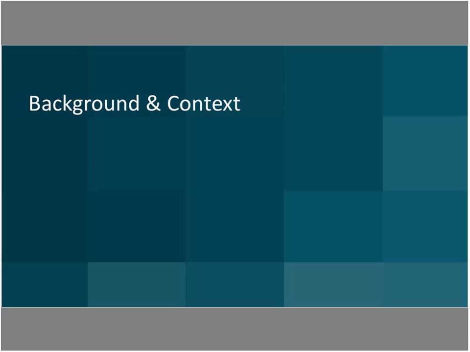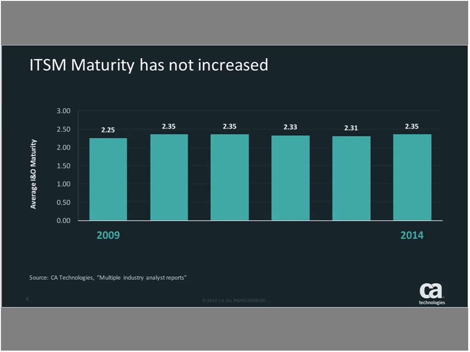Jumping to the background and context, first thing I want to talk about is, we've taken a look at ITSM maturity, and if you look at what multiple industry analysts have come up with in terms of rating ITSM maturity, it really has not changed much over the last at least 5-6 years here. And maturity is really measured as process sophistication, the quality of service being delivered. And when we look at the numbers here, we see that we're at about a 2.35, and that's out of 5, actually. So we're at a very low level of maturity, and it's not changing that much at all.